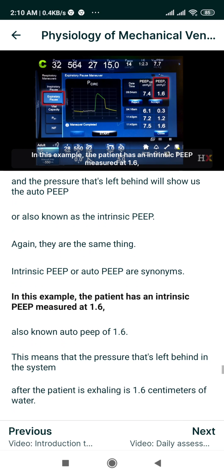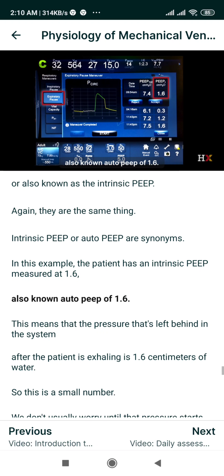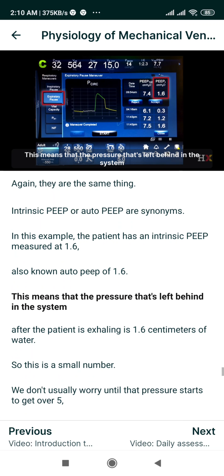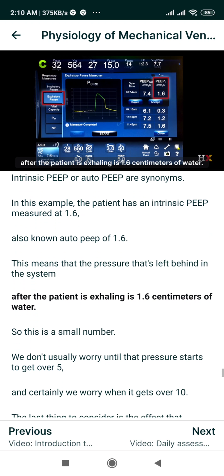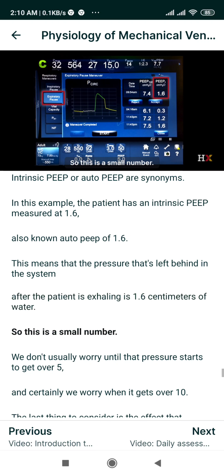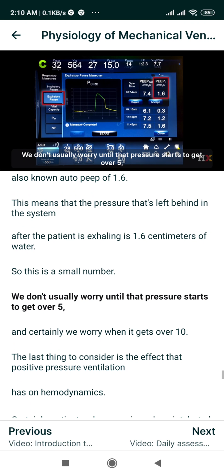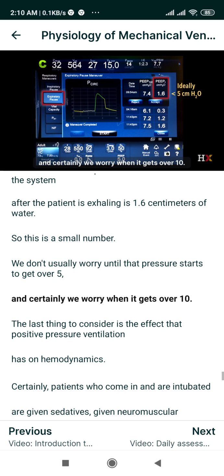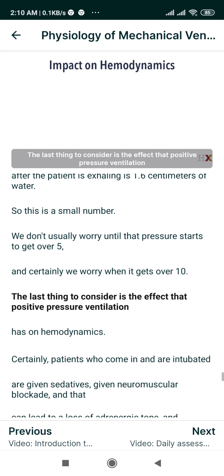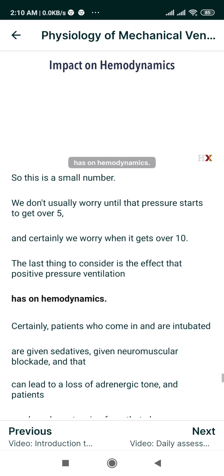In this example, the patient has an intrinsic PEEP measured at 1.6, or also known as auto PEEP of 1.6. This means that the pressure that's left behind in the system after the patient is exhaling is 1.6 centimeters of water. So this is a small number. We don't usually worry until that pressure starts to get over 5, and certainly we worry when it gets over 10.